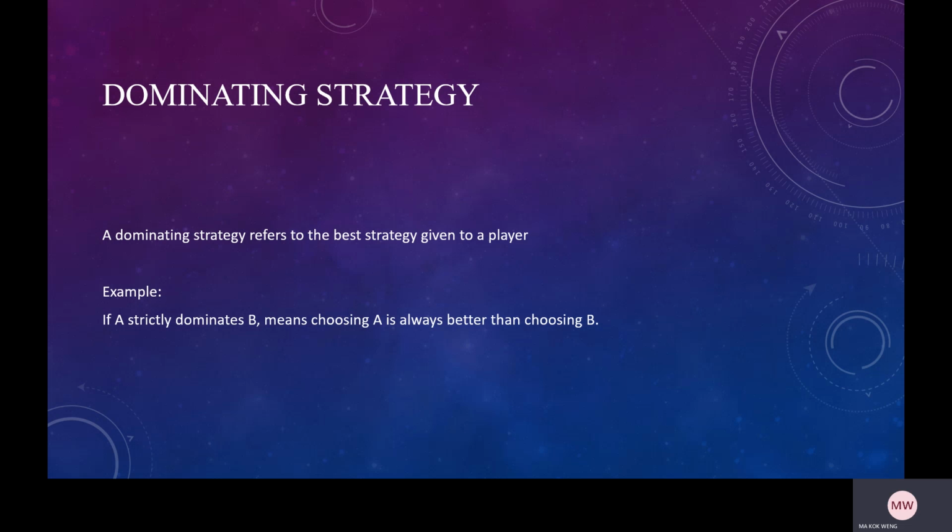First, dominating strategy. A dominating strategy refers to the best strategy option given to a player. For example, if strategy A strictly dominates strategy B, it means that choosing strategy A will always be better than choosing strategy B.